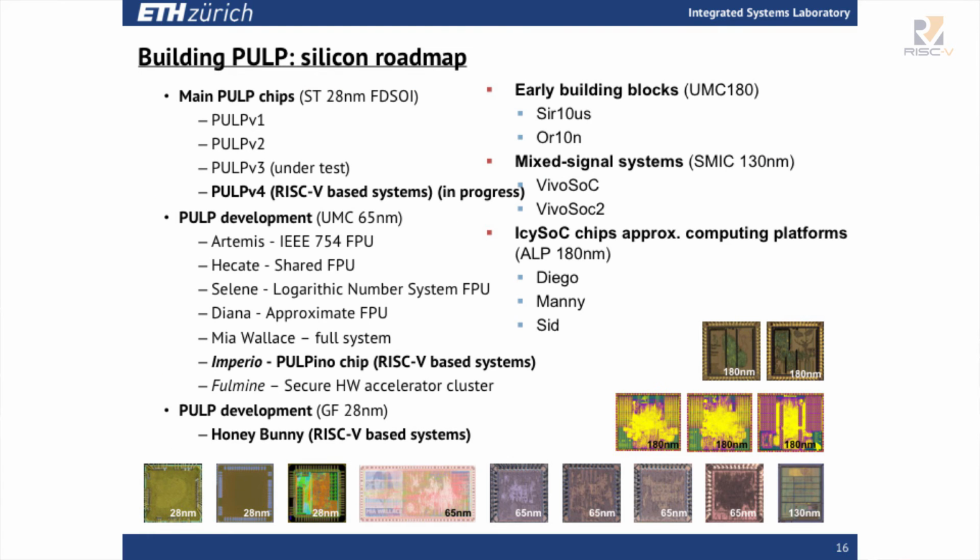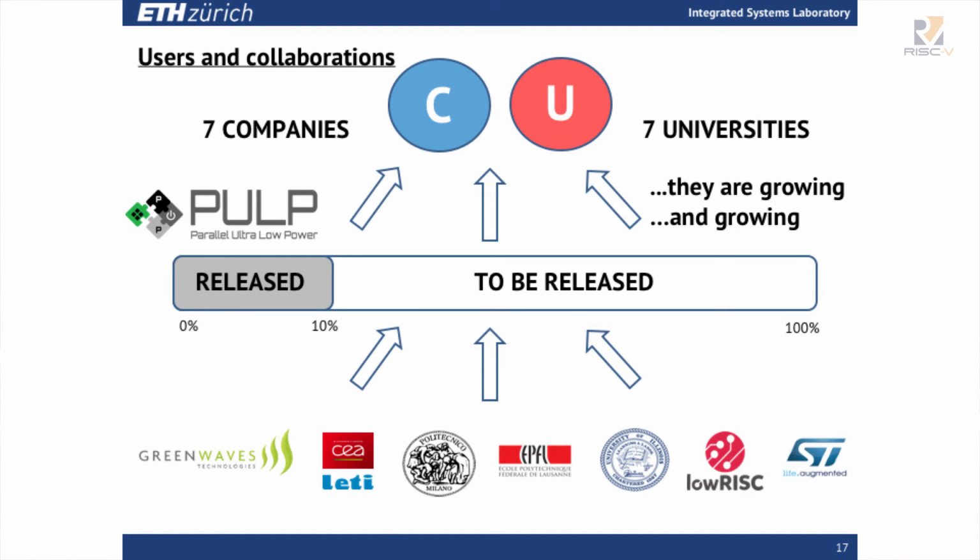So we built silicon. We made 16 chips with our OpenRISC implementation. But now we are doing our chips based on RISC-V. We have Honey Bunny and Imperio with Riscy V1. And by the end of the year, we are building Pulp 4 based on our Riscy V2. There are several companies and universities that actually help us to build our system. We have released just 10% of what we are going to release in the future. And we have companies and universities that actually are using our systems, and they are growing.